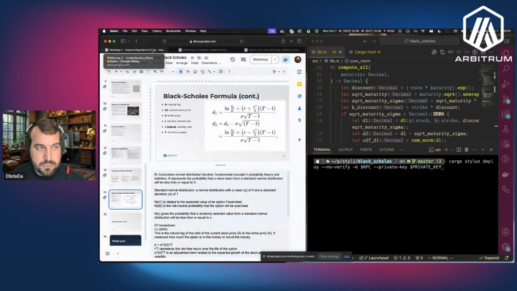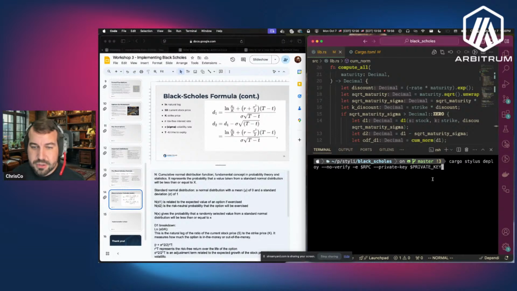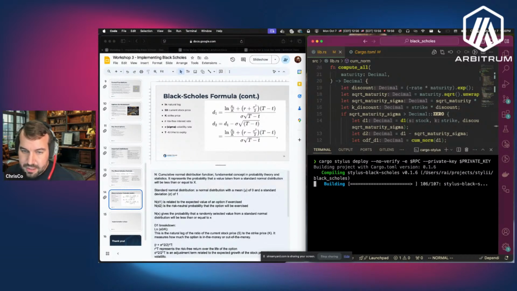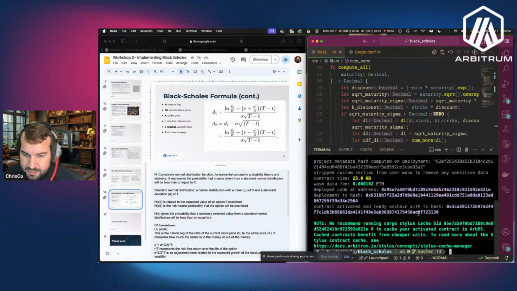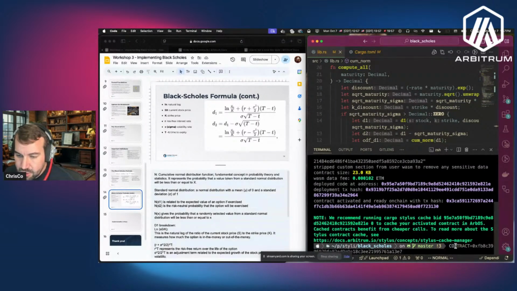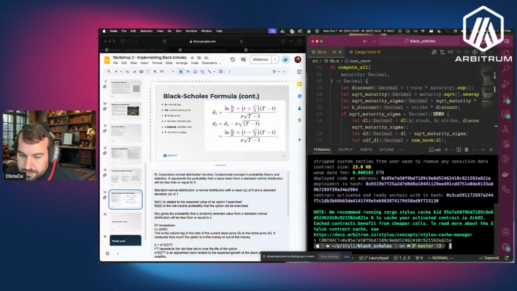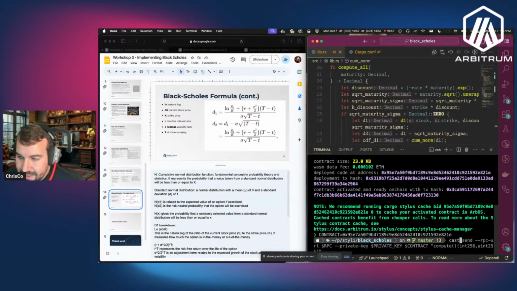All right. Going back to the code here. We're going to go ahead and deploy this contract, and it's going to get deployed at this address. I'm going to copy that address that it deployed to. It ends in 821E. And I'm going to set a local variable to that address. Okay. And that's going to enable me to then use cast.